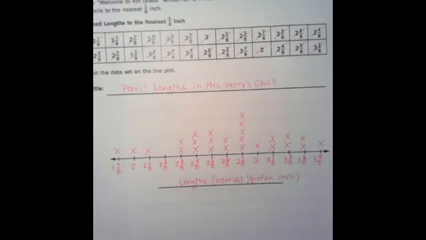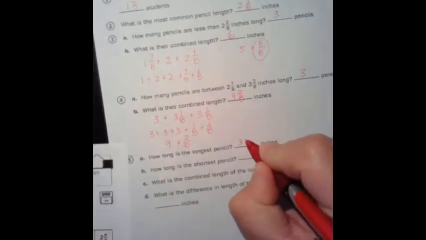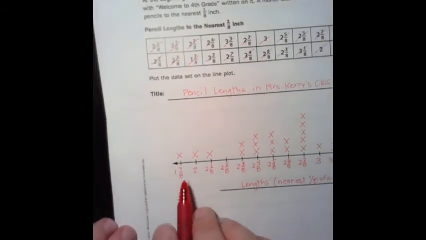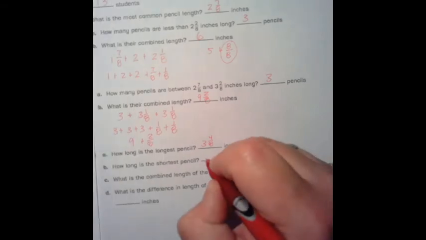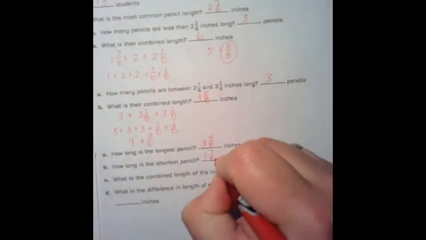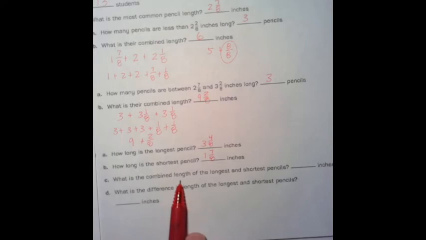How long is the longest pencil? Well, if we look again, the longest pencil is 3 4/8 right here. And how long is the shortest pencil? Well, that one's way over here, and that was 1 7/8. So what is the combined length of the longest and the shortest pencil?